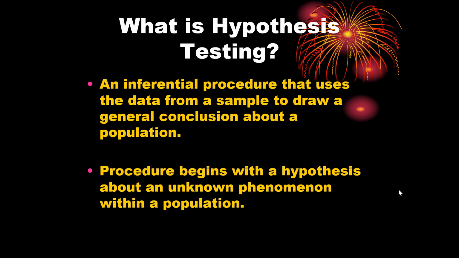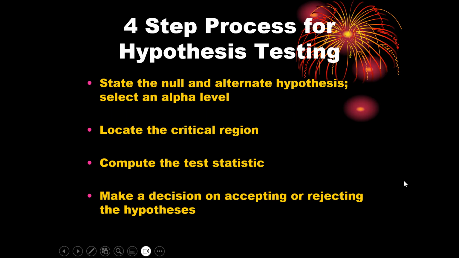The process of hypothesis testing starts by stating a hypothesis about an unknown phenomenon or what we are investigating within a population. So the four steps for hypothesis testing are listed. These four steps include the following: state the null and alternate hypotheses.